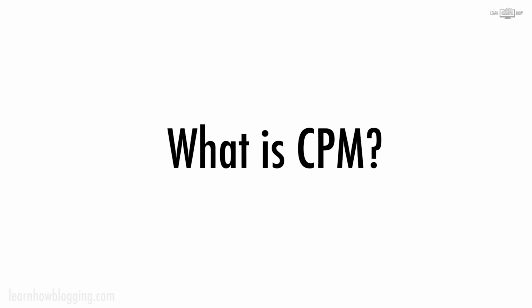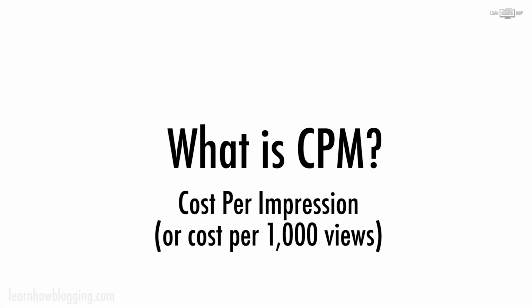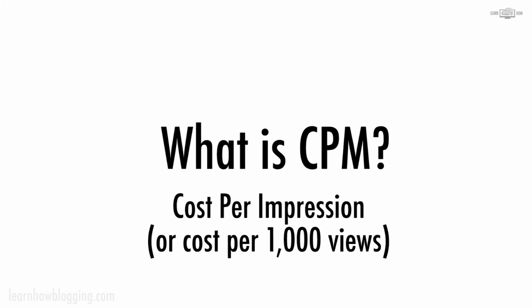What is CPM? You're gonna hear that term thrown out all sorts of times on YouTube and Google and AdSense and any type of advertising. They use the term CPM. That stands for cost per impression, or more commonly, cost per 1,000 impressions. So a CPM is the rate at which you can get paid per 1,000 views. So if you have a CPM of $2, that means for every 1,000 views, you get paid $2.